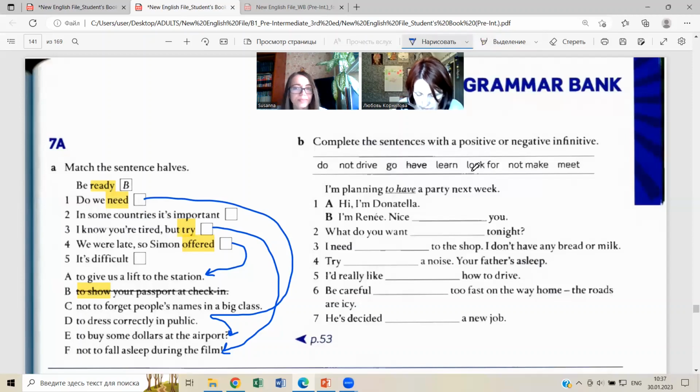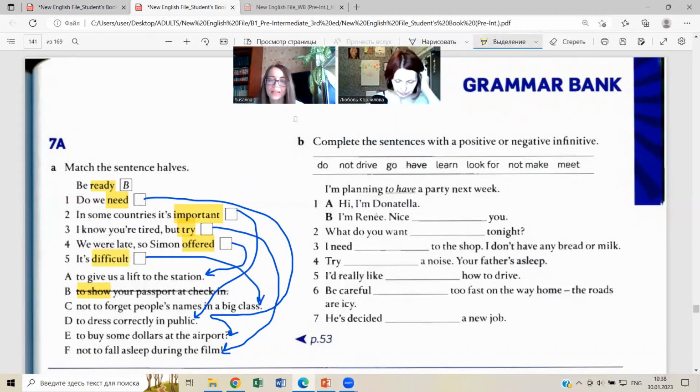In some countries, it is important to dress correctly in public. Correct. It's important. It is after an adjective. Yes. It is difficult not to forget people's names in a big class. It is after an adjective, yes, after the adjective difficult. Okay. Good.